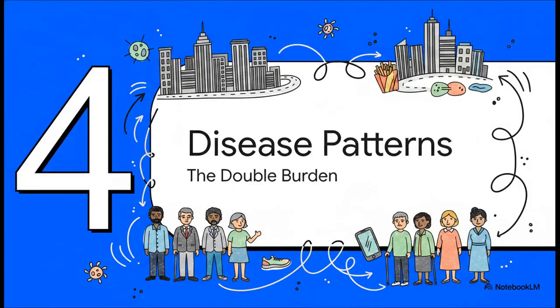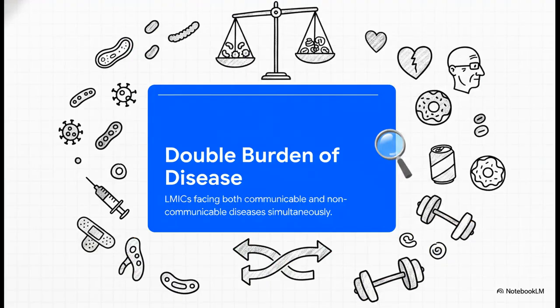Section 4. Changing patterns of disease and what we call the double burden. The double burden of disease is a crucial concept to wrap your head around. Historically, developing nations primarily fought communicable, infectious diseases. But today, as populations age, cities grow, and risk factors like poor diet and smoking rise, low- and middle-income countries are simultaneously facing a massive surge in non-communicable, chronic diseases. It is a true double burden that stretches their healthcare systems to the absolute breaking point.